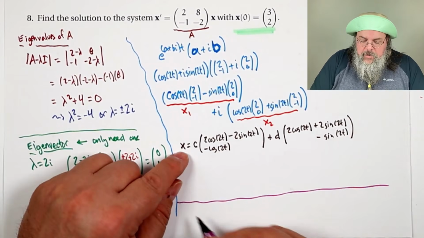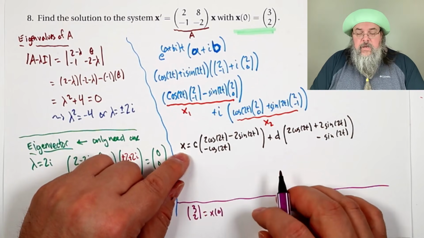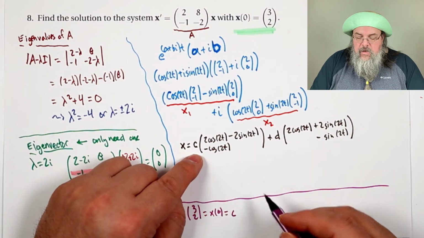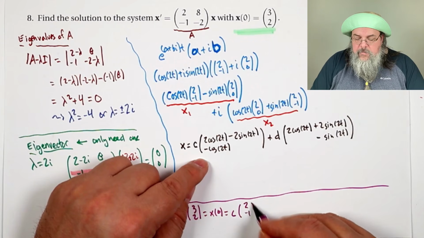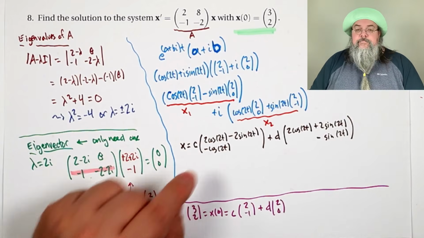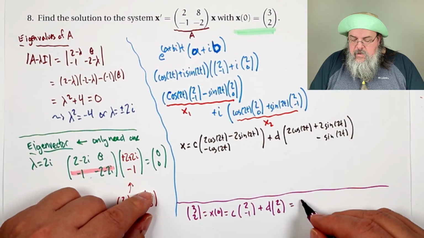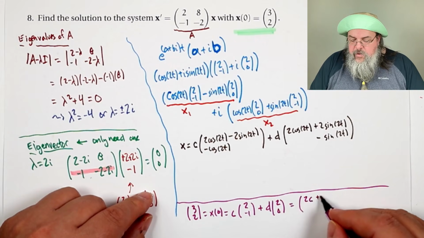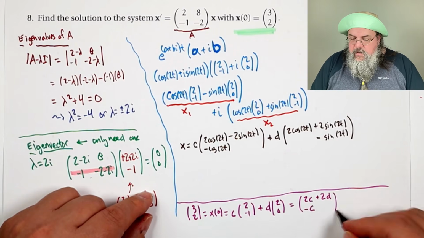When we plug in 0, we get 3, 2. That's x of 0. Well, that's equal to c, and cosine of 0 is 1, sine of 0 is 0. So that's c times 2, minus 1, plus d times 2, 0. Right? Or, if you like, that is 2c plus 2d and a minus c. Okay, good.